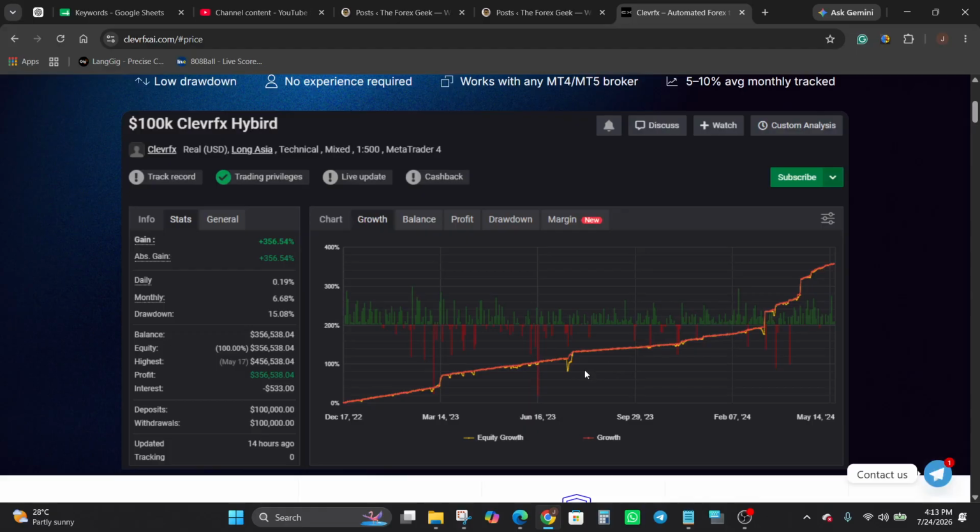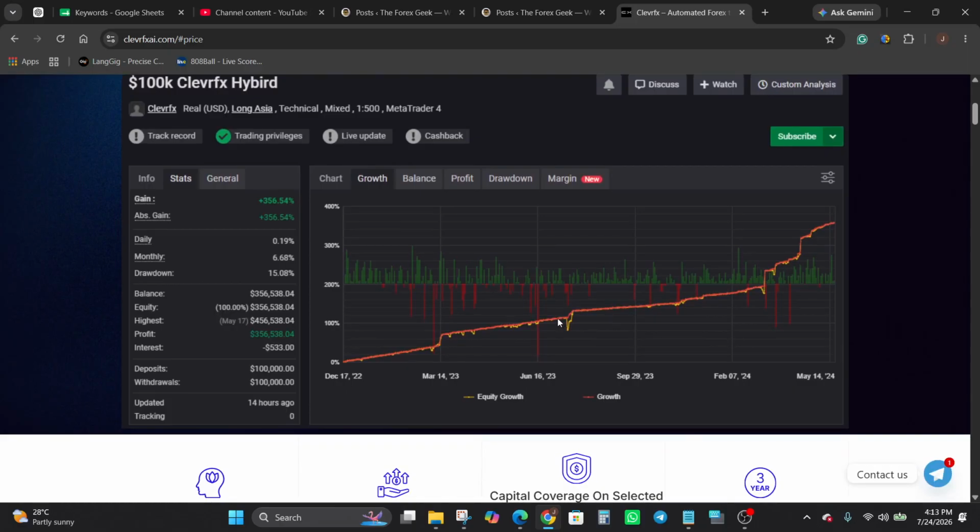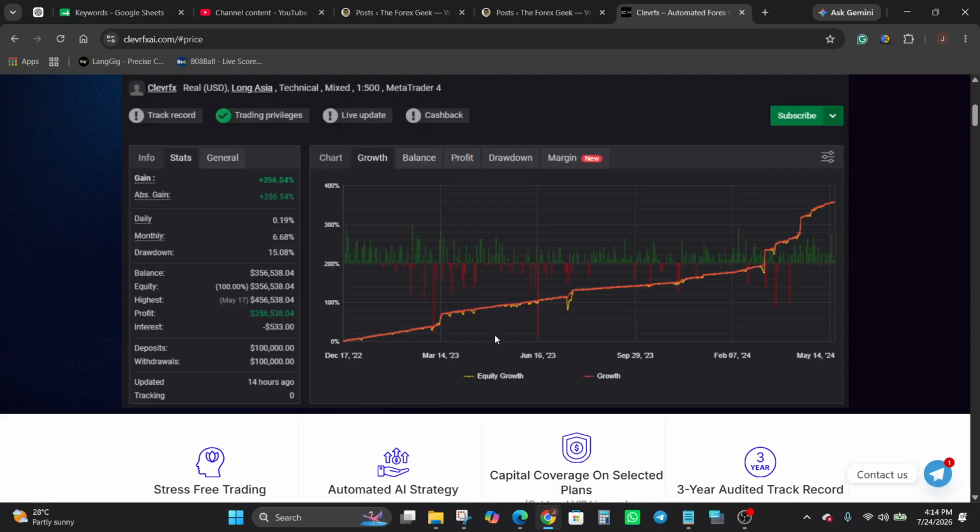We are not on the live MyFXBook page, but based on what they are showing on the website, we can see that this first performance breakdown for the $100K Clevrfx hybrid account on MetaTrader 4 shows a total gain of 356.54%, a peak drawdown of 15.08%, a daily return average of 0.19%, and a monthly average of 6.68%. The historical equity graph displays a steady upward curve from late December 2022 through mid-May 2024, with floating drawdown spikes visible along the bottom bar chart.